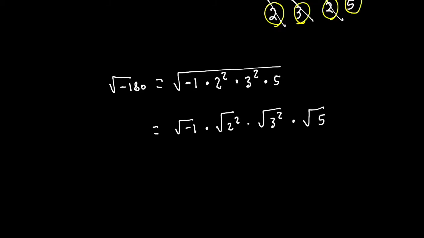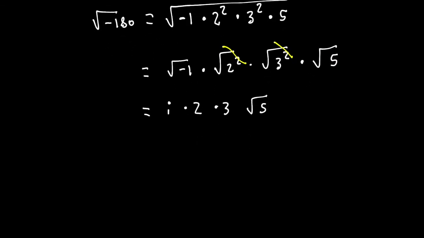I can exchange the square root of -1 for i. Here, the square and the square root are going to cancel out, so I get 2. The same thing happens with the 3. And I'm left with the square root of 5. Simplifying, I'm going to get 2 times 3, which is 6. So I get 6 root 5, or 6i root 5 is equal to the square root of -180.